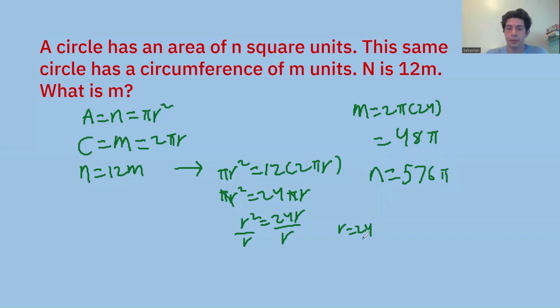Or you could do it by plugging in the 24 for r, and that would be 24 squared pi, and that also gets you 576. So you can check your work like that. Either way, it worked out. So this one's just about knowing the relationship between the formulas, using the info they give us, and then working it out.